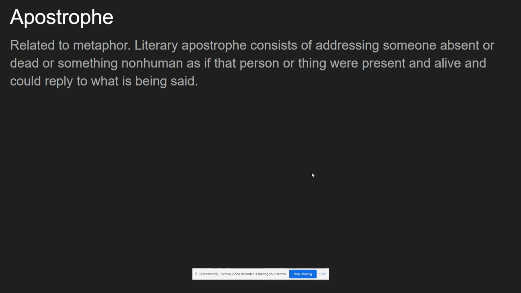So if you're talking to a statue as if it's a real person that could reply to you, that would be apostrophe. If you start talking to the painting of George Washington and ask him for inspiration, that would be apostrophe. Heck, if you picked a flower and you say, "Flower, tell me the future. Why are you so beautiful?" You start writing poems where you're addressing flowers. That's all apostrophe. So literary apostrophe is where you talk to something as if it were a person.